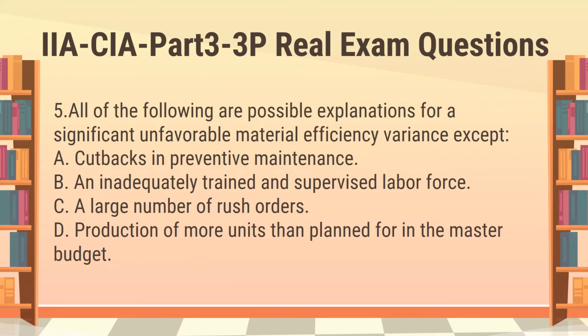5. All of the following are possible explanations for a significant unfavorable material efficiency variance except: A. Cutbacks in preventive maintenance. B. An inadequately trained and supervised labor force. C. A large number of rush orders. D. Production of more units than planned for in the master budget.